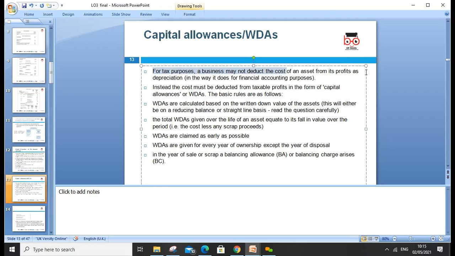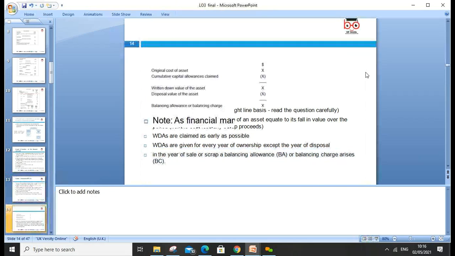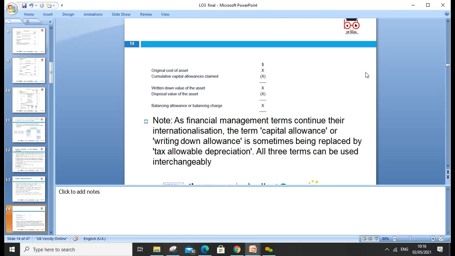For the purpose of the business, they may not deduct the cost of an asset from the profit as depreciation, but they can look at the written down allowance, the capital allowance. We can say either reducing balance or straight line. So we can look around the life of the asset, claim as early as possible, and give every year's ownership except the year of disposal. On sale and scrap, a balancing charge can arise, and some temporary relief we can further look around as well.